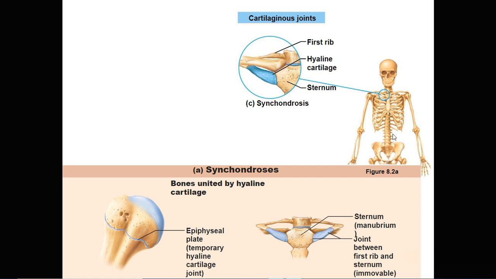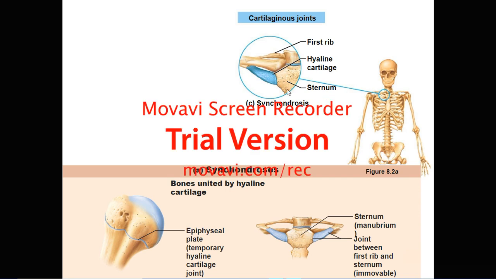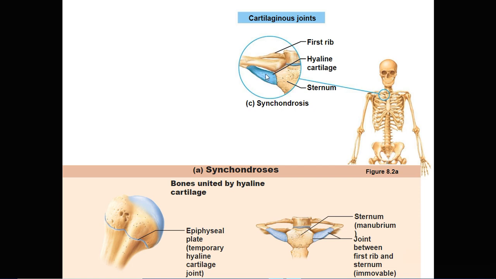Then they have it up at C, zoomed in so you can see that figure even better. And you can see again, it's hyaline cartilage between the sternum and the first rib right there.